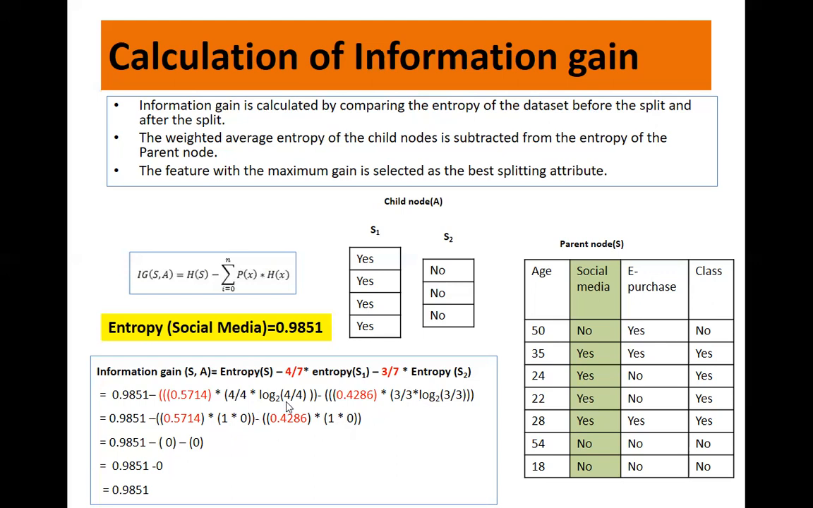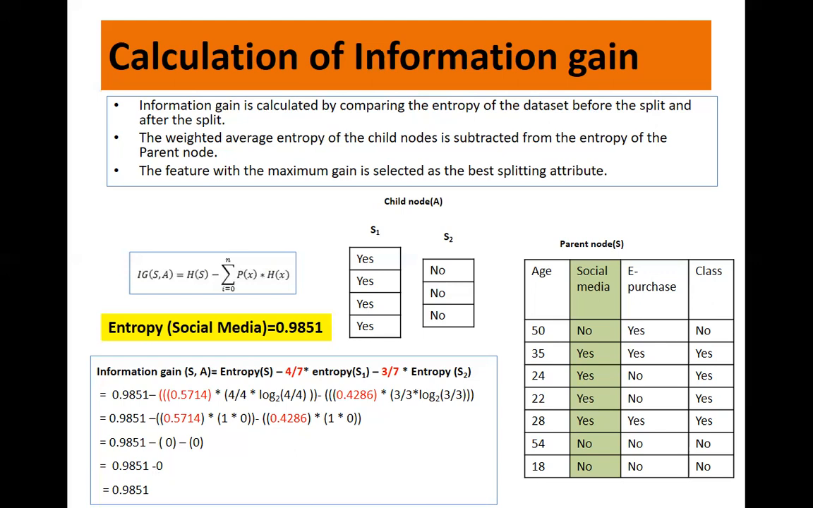So of course log of 4/4 to the base 2 is 1, that is 0. Again log of 3/3 to the base 2 is 1, that is 0. So 1 into 0 is 0, 1 into 0 is 0. So this thing multiplied with 0 is 0, and this thing again multiplied by 0 is 0. So it is 0 minus 0. And this is the entropy of the child nodes, so entropy of the parent node minus entropy of the subset nodes.